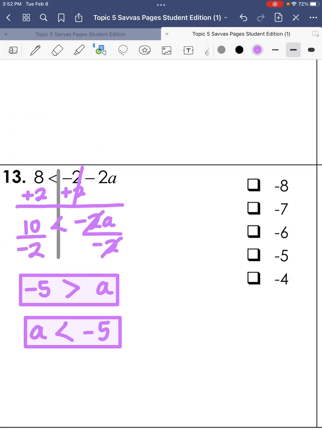So now let's figure out which of these numbers I can check off as solutions. So a is less than negative 5. So is negative 5 a solution? No, it is not a solution. So I can't check negative 5. Now, which numbers are smaller than that? Well, negative 6 is smaller, it's farther away from 0. Negative 7 is even farther away from 0, and so is negative 8. So those three numbers are the solutions.